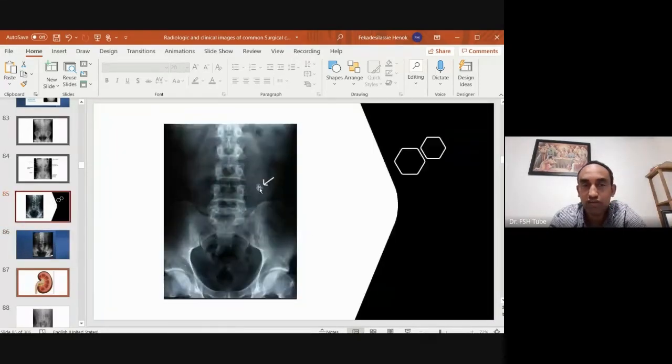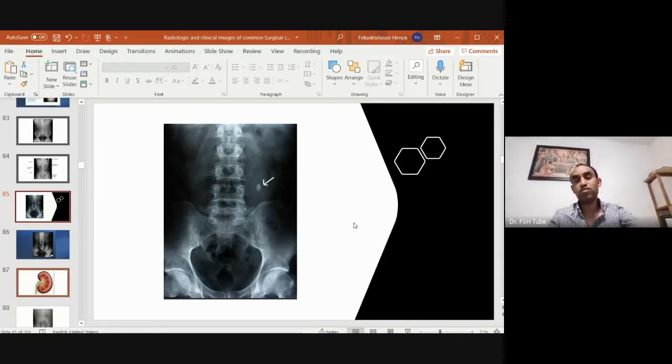Differential diagnosis. What about foreign body? Is it possible? Yes or no? It could be a foreign body which has been swallowed and coming down. Yes. It could be a bullet. Excellent. Yes. It could be a bullet, retained bullet. It could be a foreign body which has been swallowed and is descending down. It could be a fecalith. It could be a stone.